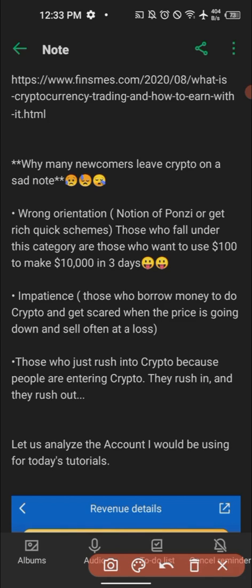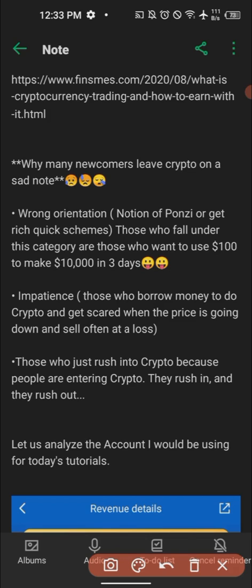You see, that was because probably he had taken money, he had sold the property, just to enter the market, and probably now it's time to pay back. This is how many of us have lost to crypto. Then the last one is those who rush into crypto because people are entering crypto. You know what they say about the computer: garbage in, garbage out. You rush in, you rush out.